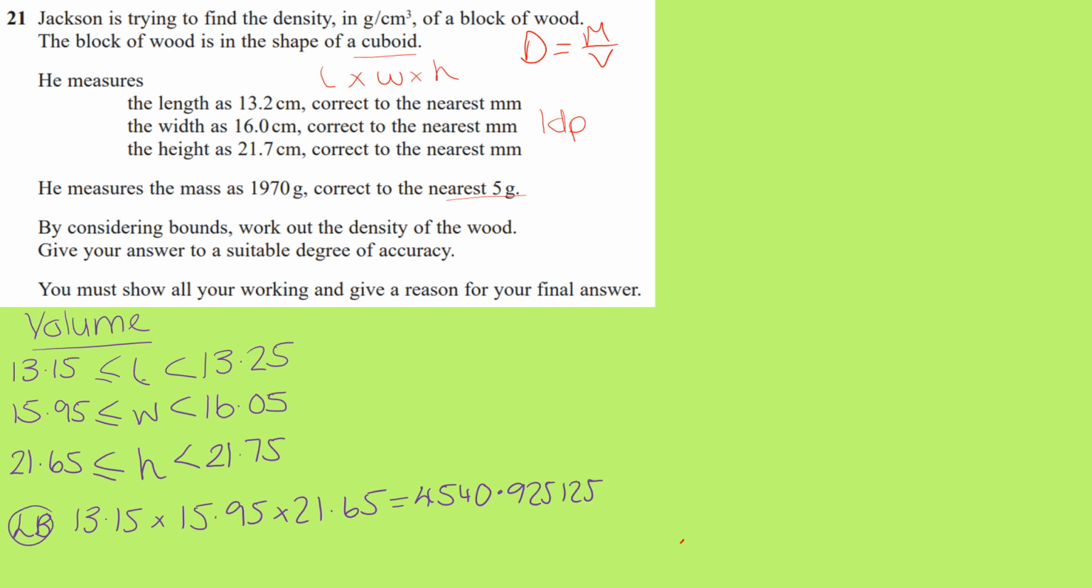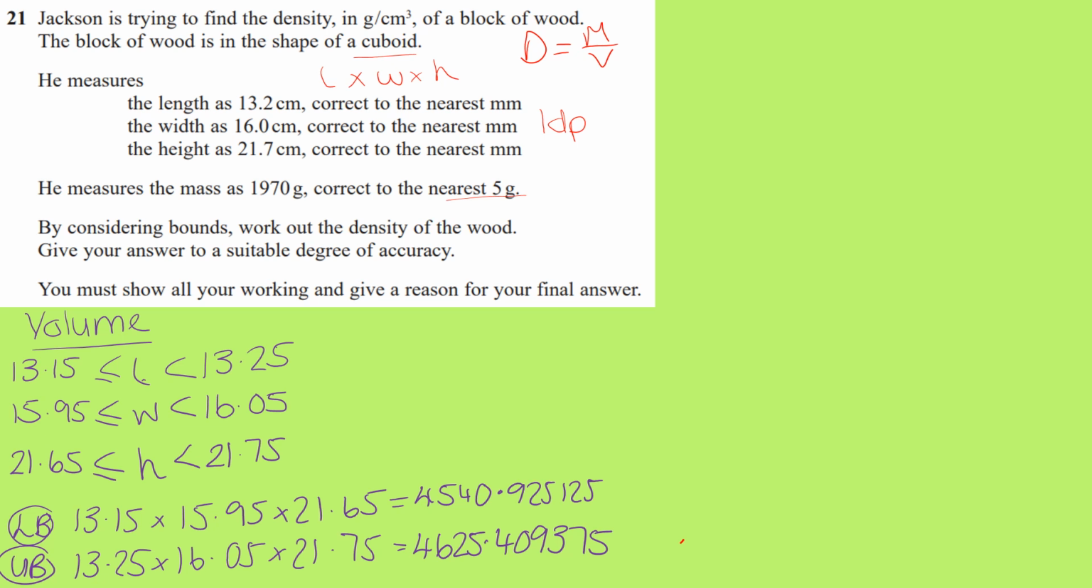That's the lower bound. The upper bound would be multiplying together the three larger numbers. So 13.25 times 16.05 times 21.75. And when we plug that into our calculator, it would give us 4625.409375. So I've not lost any accuracy by rounding at this point.